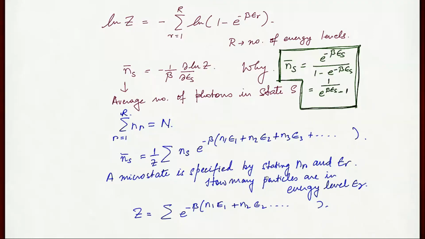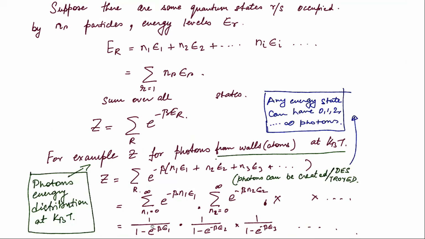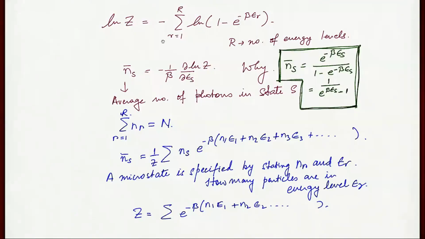And then log of Z. So if you take a log, each of these products will become a sum, and hence log Z will be minus, because it was in the denominator, the sum over r, so over all the different quantum states that are there, of ln(1 minus e to the power minus beta epsilon r), right?